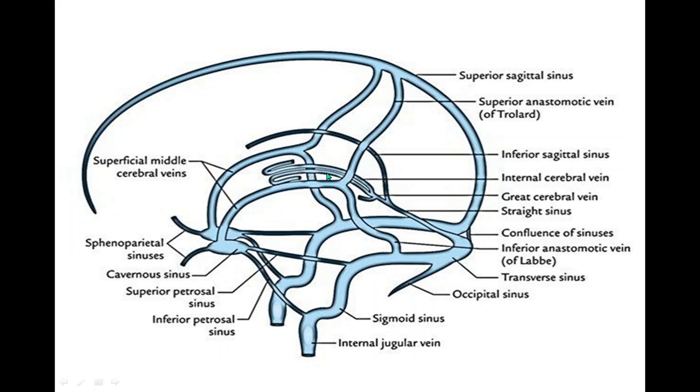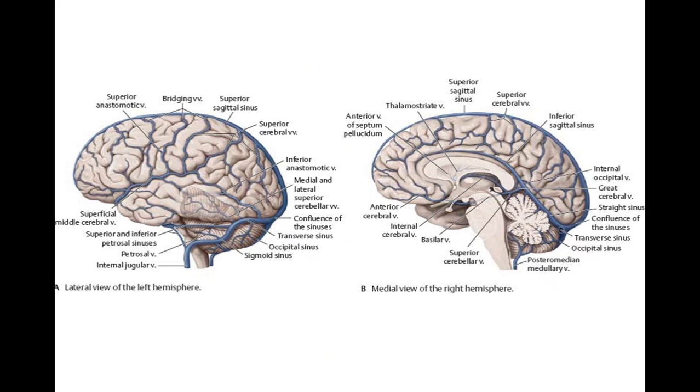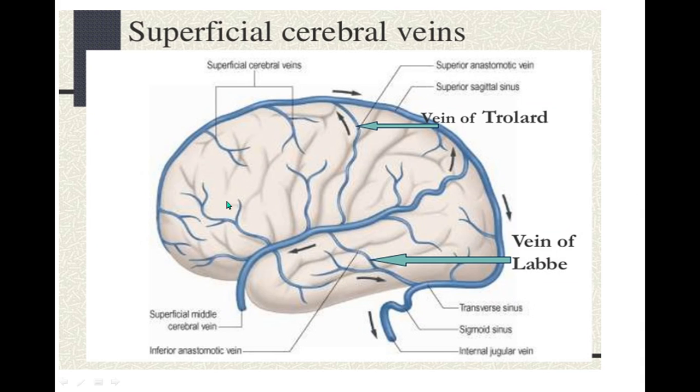Posteriorly it gives an important anastomotic channel, you can see here. This superficial middle cerebral vein is connected to the superior sagittal sinus as well as the transverse sinus through two veins, the superior anastomotic vein and the inferior anastomotic vein. I'll show you one more picture. Yeah, so which are named. This is the superior connecting vein, that we call the vein of Trolard, and the inferior connecting vein which connects this superficial middle cerebral vein with the transverse sinus is the vein of Labbé.